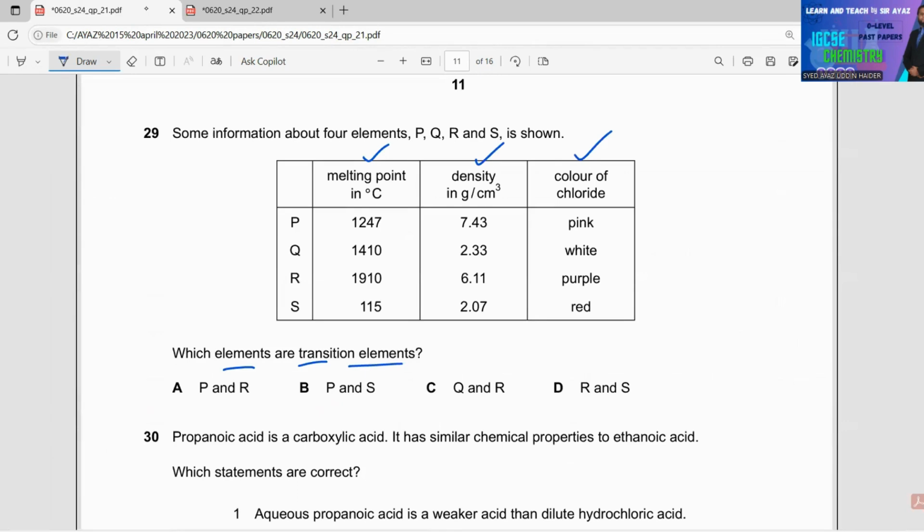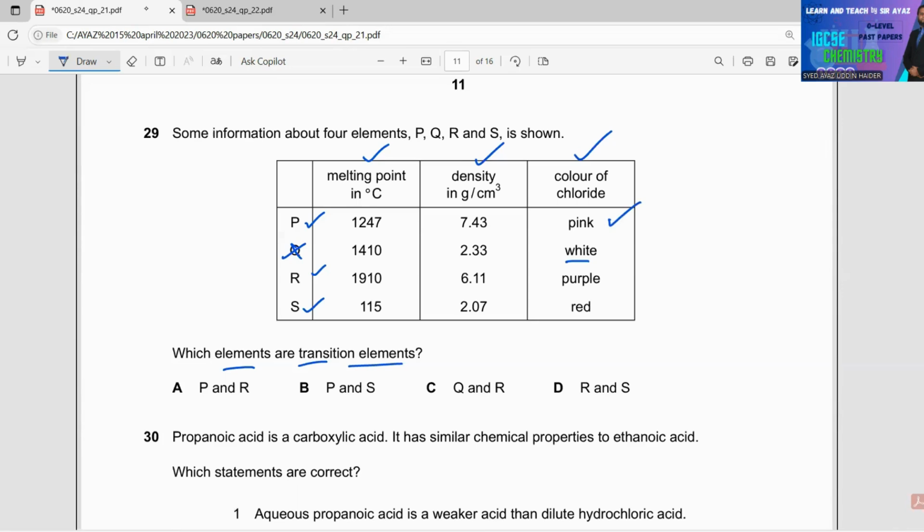Now, transition elements must have a high melting point, high density, and form colored compounds. Now, I'm going to narrow down the choices. Q can't be the transition metal or transition element because the color of the chloride is white. So, P, R, and S. The melting point and density of P is high, and the color of the chloride is pink, which means it can be the transition element.